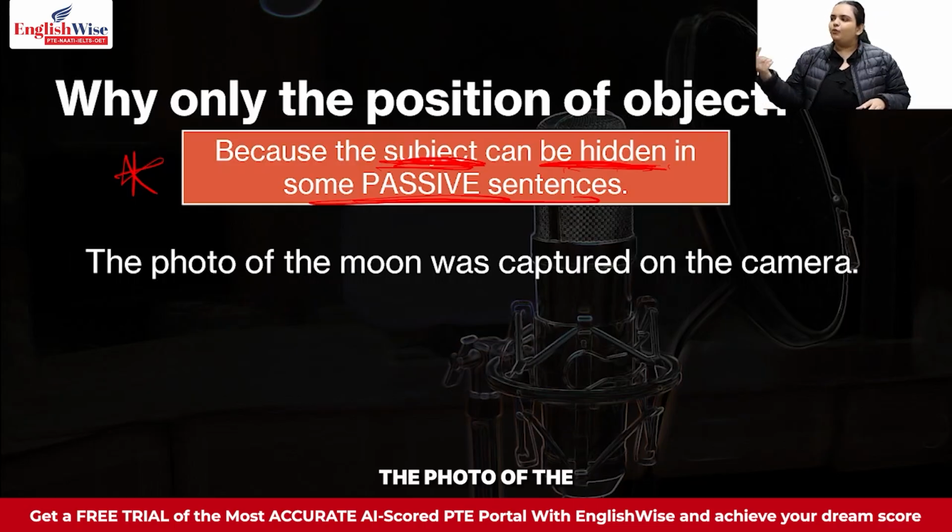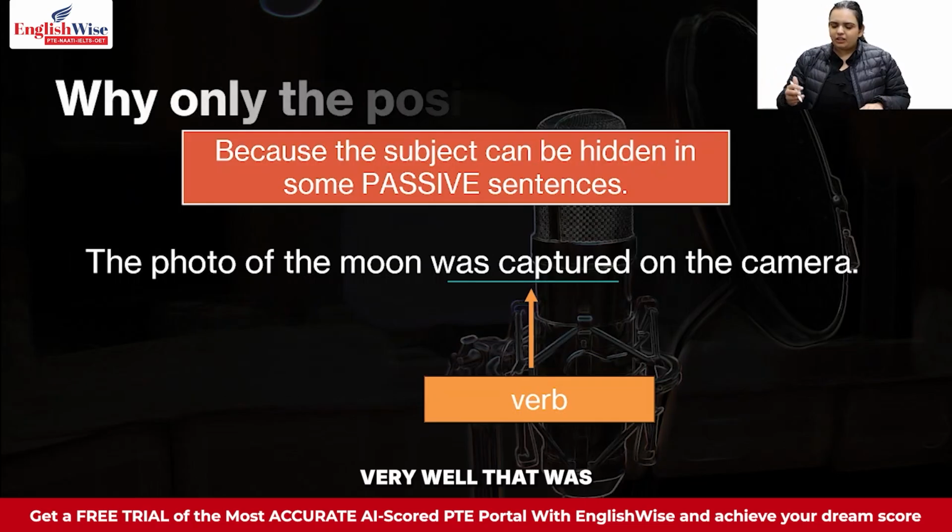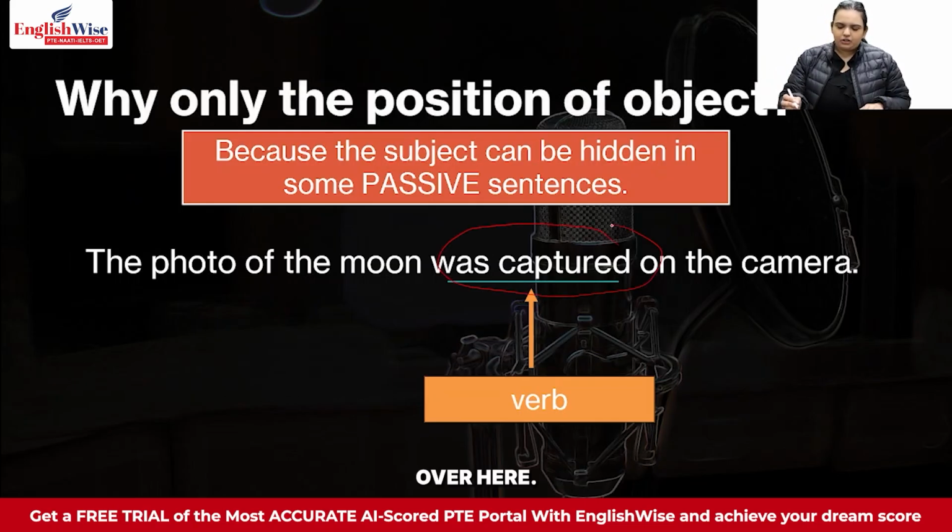The photo of the moon was captured on the camera. Now let us try to find out the subject, verb and object in this sentence. We know very well that was captured is going to be my verb over here. Because the verb is the action, capturing is the action here. So was captured is my action.